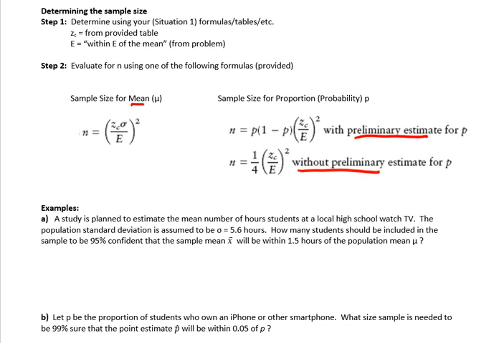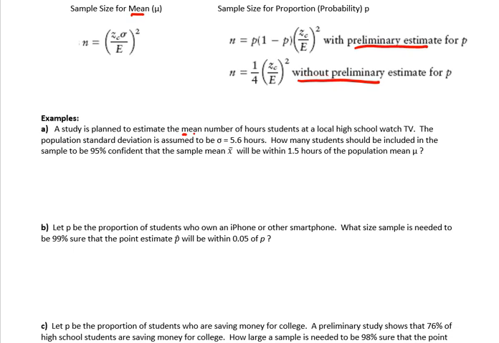Okay. A study is planned to estimate the mean. Oh, look, there's the word mean. N equals z sub c times the standard deviation over the error. Okay, let's go ahead and get that down there. A study is planned to estimate the mean number of hours a student at a local high school watches TV. The population standard deviation is assumed to be 5.6 hours. Okay. How many students should be included in the sample?